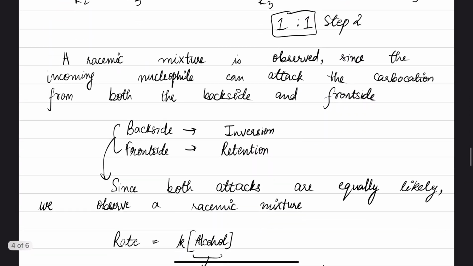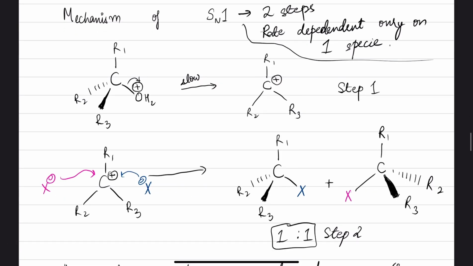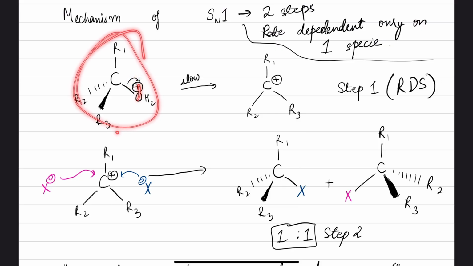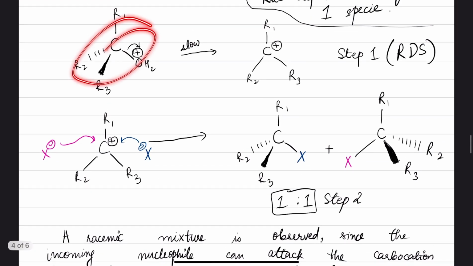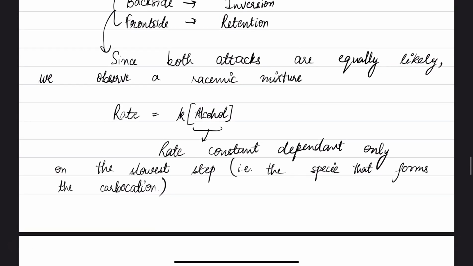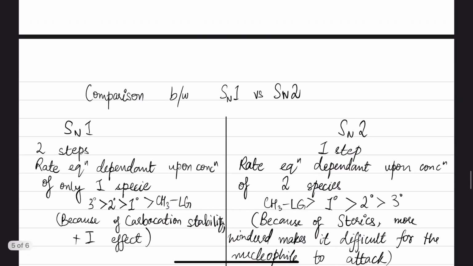And so to write the rate equation, we look at the slowest step, which is also the rate determining step. In this rate determining step, there's no nucleophile involved, just the initial alcohol and the leaving group leaves. So there is only one reactant on which the rate is dependent. In this slowest step there's only one species, and so the rate would be equal to the rate constant times the concentration of alcohol, that's the initial concentration.